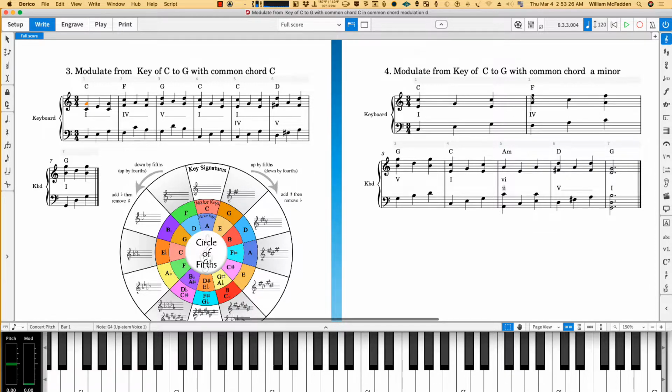Here we're establishing the key of C with the tonic to the subdominant to the dominant back to the tonic. And then here we do the transition. We go to the A minor, which is still in the key of C and at the same time the key of G, the common chord in this case. And we go from the 2-5-1, which also establishes the predominant to dominant to tonic chord progression, which establishes the key of G at the end. So let's listen to that.